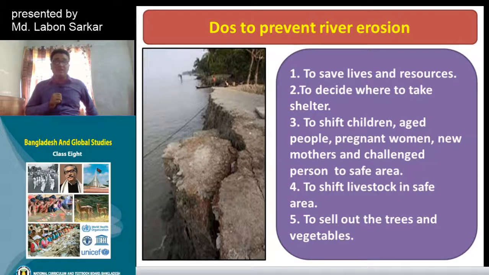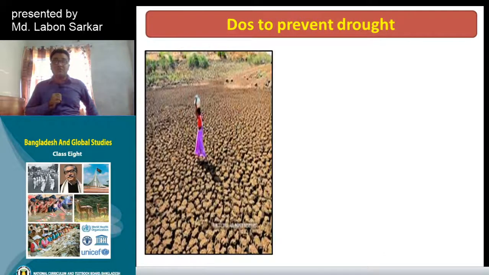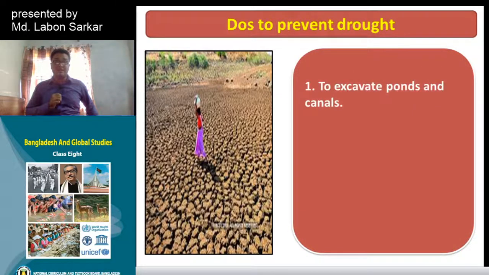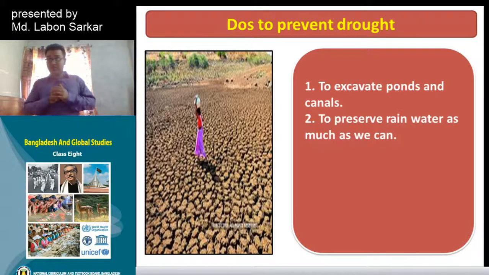So dear students, now I'm going to discuss the dos to prevent drought. So the first step is to excavate ponds and canals. At first we should try to excavate ponds and canals to preserve natural water. So this is one of the steps to prevent drought. The next step is to preserve rainwater as much as we can. This rainwater is very helpful for drinking or for doing other works.